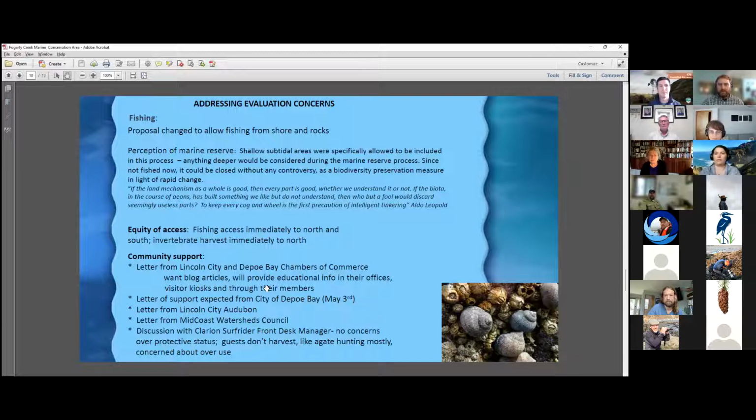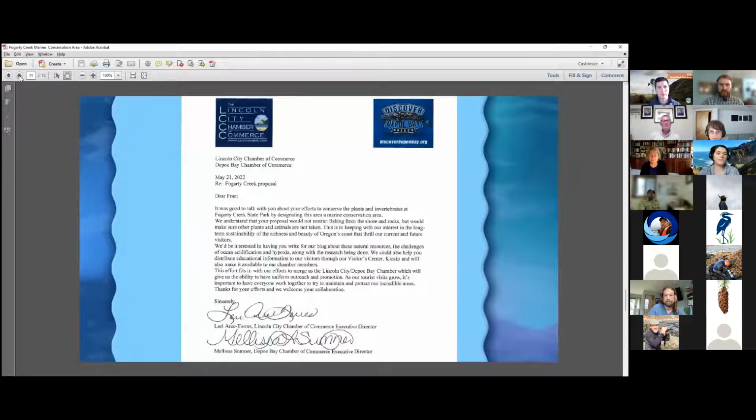So that was consistent. So I'm done, other than to show you the Lincoln City and Depot Bay Chamber of Commerce letter. In that second paragraph: we'd be interested in having you write for our blog about these natural resources, the challenges of ocean acidification and hypoxia, along with the research being done. We could also help you distribute educational information to our visitors through our visitor center kiosks, and we'll also make it available to our chamber members. So that was very positive, and it makes it easy for me now to help with outreach, help save parks, and help others with outreach.